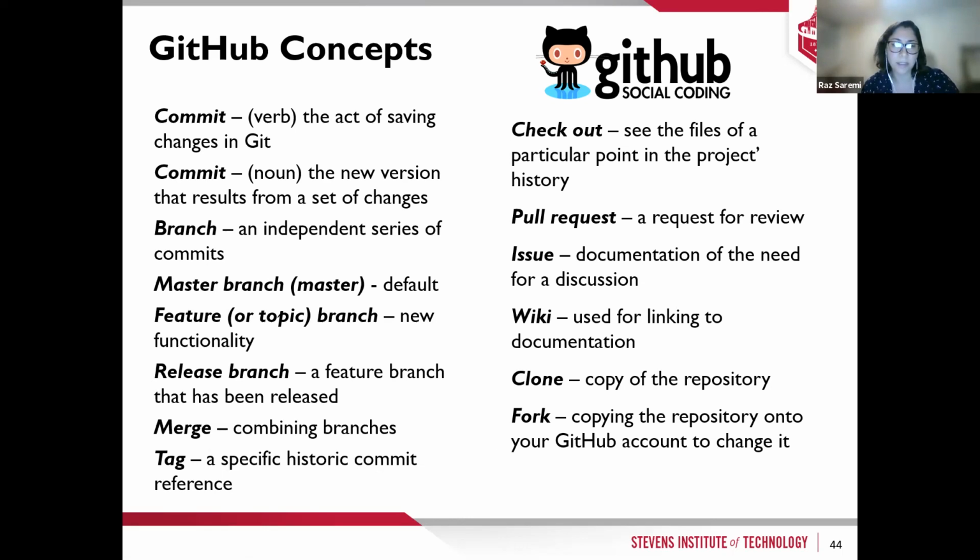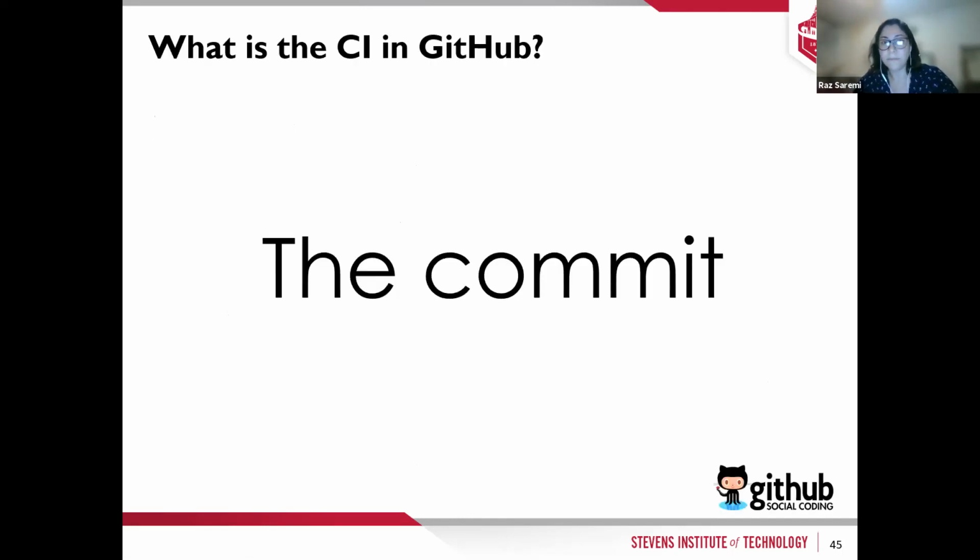And is there anything that we forgot to talk about, guys, here? I don't think so. Okay, so a commit in GitHub is a configuration item. Every time that we commit something, we create a new configuration item from a configuration management point of view.